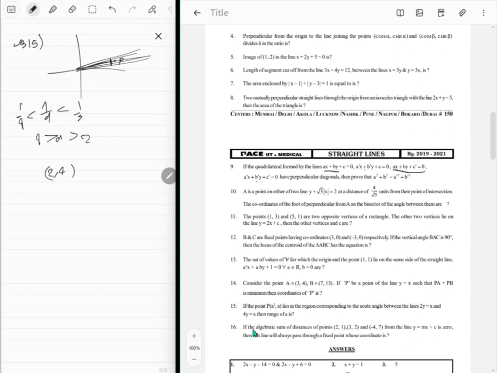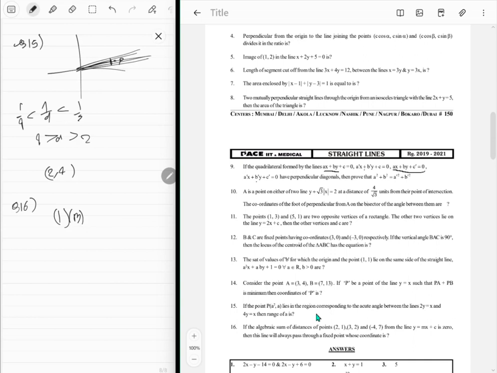Question number 16. If the algebraic sum of the distances of the points from the line y equal to mx plus c is 0, then the line will always pass through a fixed point whose coordinates are... Oh, we have done this kind of thing before as well. So sum of distances, just get rid of the denominator. Don't think about that, just think about the numerator. It's going to be 2 plus 3 plus minus 4, which is 1, times whatever the coefficient of x is, which is just m.